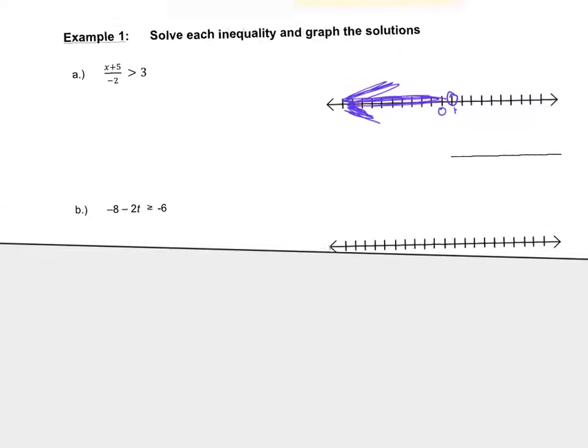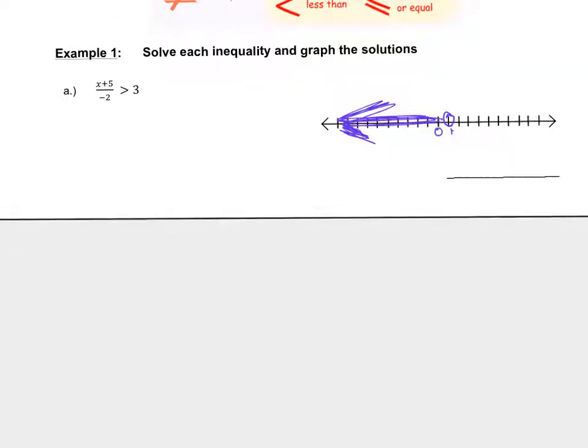Let's go back to this one real quick. So here, just as a quick review, you will write your answer in set builder notation, the values of x such that x is less than 1. Don't forget that. Okay, sorry about that. I overlooked it. Okay, let's look at the next one.